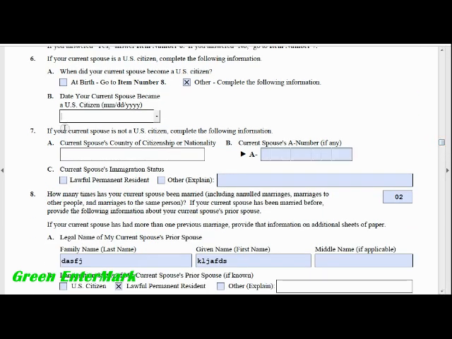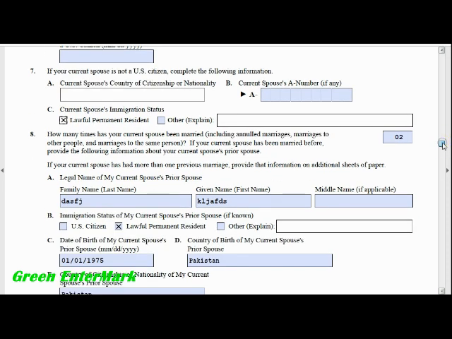And now on bullet number 7, if your current spouse is not a US citizen, complete the following information: current spouse's country of citizenship, and A number, alien registration number if any. Current spouse immigration status, lawful permanent resident or other. Okay. How many times has your current spouse been married?